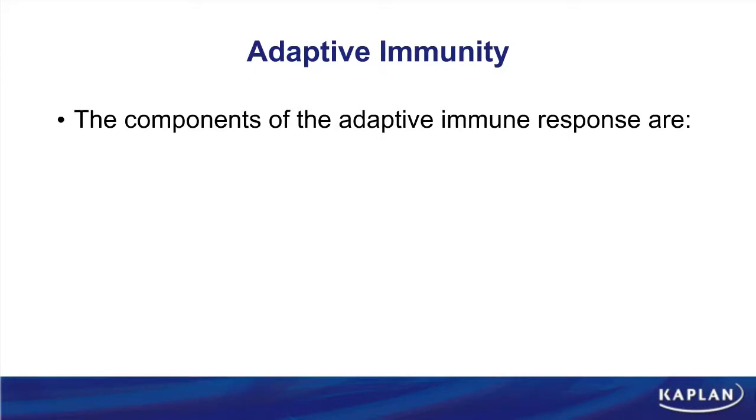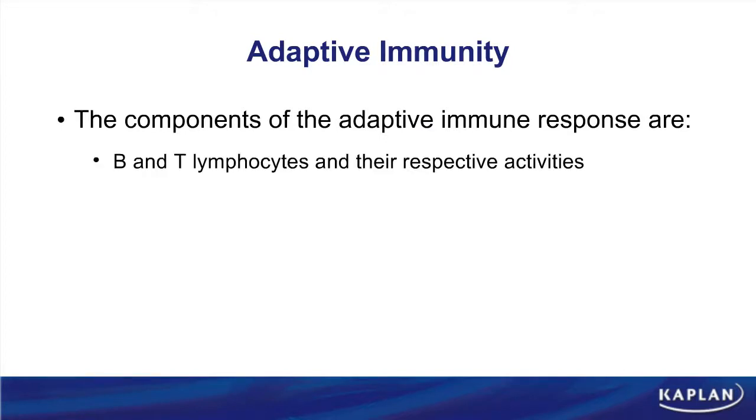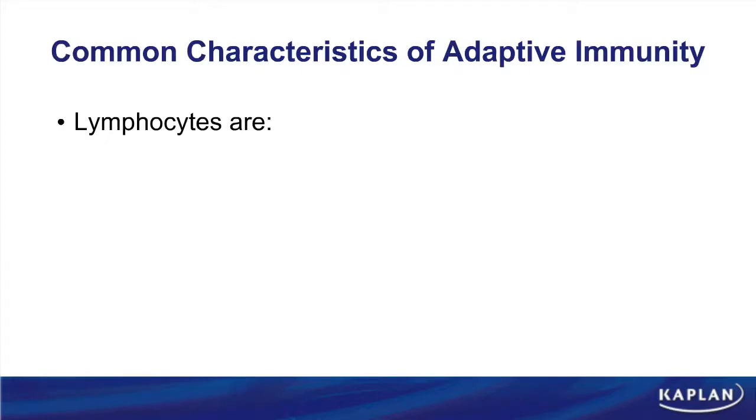The second arm of the immune response, adaptive immunity, is comprised of two cell types, the B and T lymphocytes and their respective effector activities. B and T lymphocytes have several characteristics that differentiate them from the cells of the innate immune response. Each cell of the adaptive immune response is specific for one and only one antigen. So as you look at the population, what you have to recognize is that the populations of cells show extreme diversity.